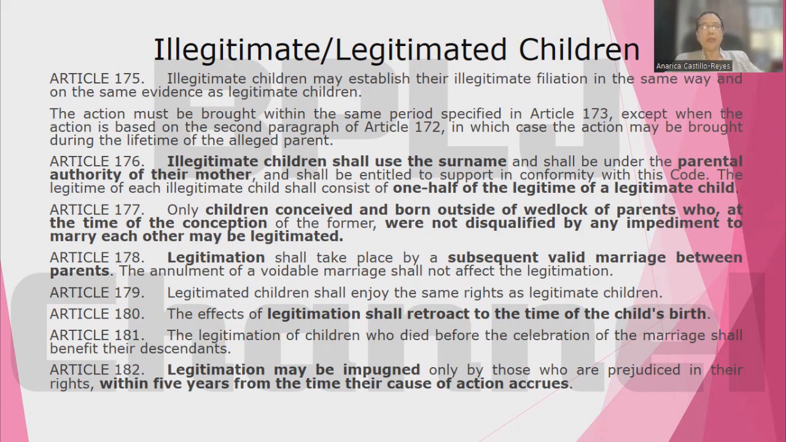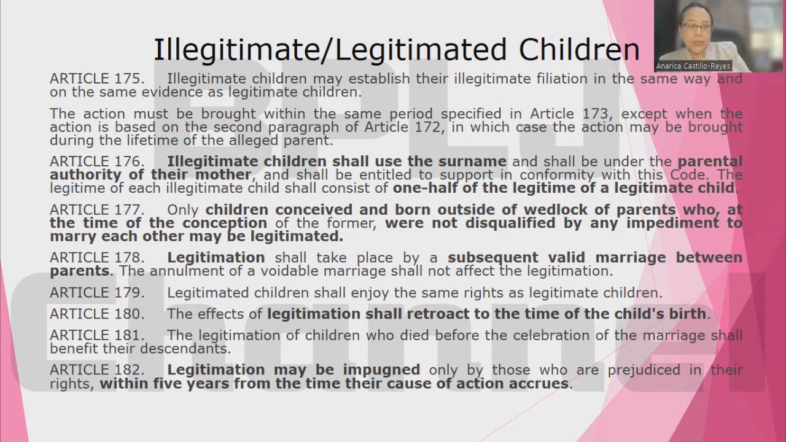Legitimation, how does legitimation take place? It will take place by the subsequent valid marriage between the parents. You must remember that legitimate and legitimated children share the same rights, meaning they have equal rights. The effects of legitimation shall retroact to the time of the child's birth. That is the reason why the law requires the parents to both be not suffering from any legal impediment, because of the retroactive effect of legitimation. The legitimation of children who died before the celebration of the marriage shall benefit their descendants.